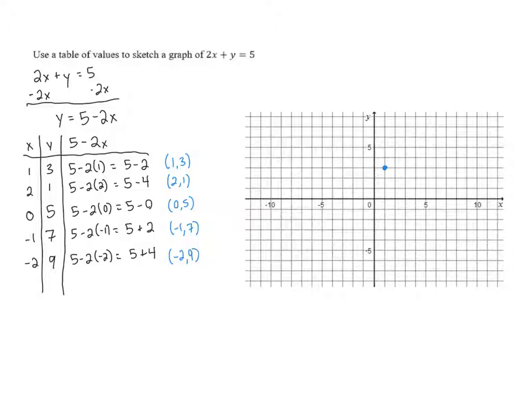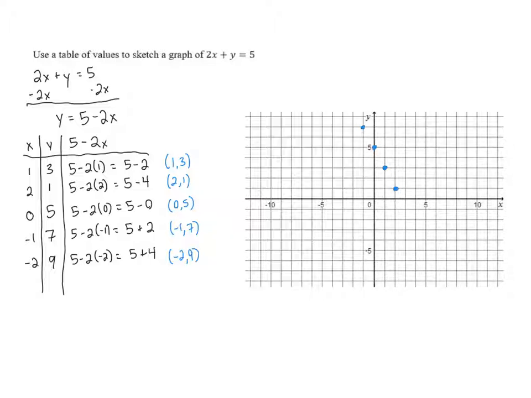Then the next one, (2, 1). It's to the right 2 and up 1. So that point is going to be right there, (2, 1). The third point, (0, 5), because the x-coordinate is 0, we're not going to the left or right at all. So we're going to be on the y-axis, and the y-coordinate's 5, so we're going to go up 5, at (0, 5). Then we have (-1, 7). Whenever x is negative, we go to the left, and then the y value is 7, so we're going to go up to 7.